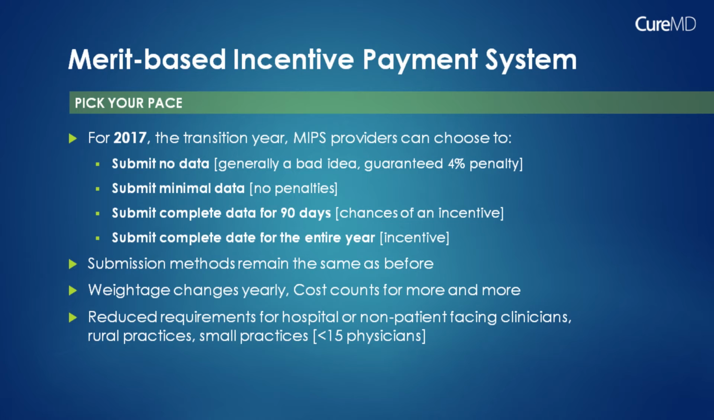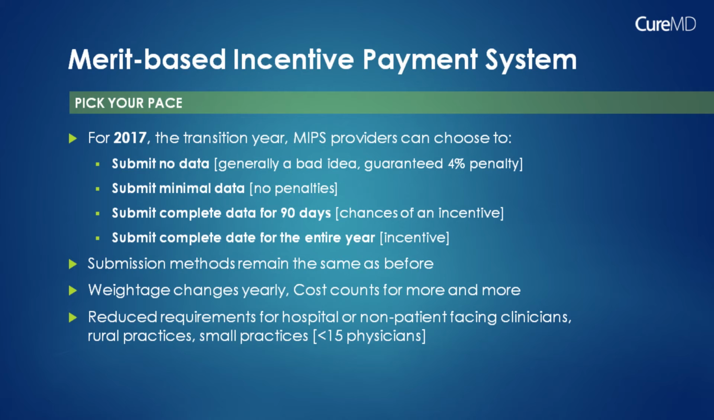Or you can submit data for a 90-day period within the year. So you can choose to begin as late as October 1st of 2017, so three-quarters of the way through next year. And if you submit enough information, and if the number of people who are not submitting data for the entire year is not that huge, you could qualify for an incentive.